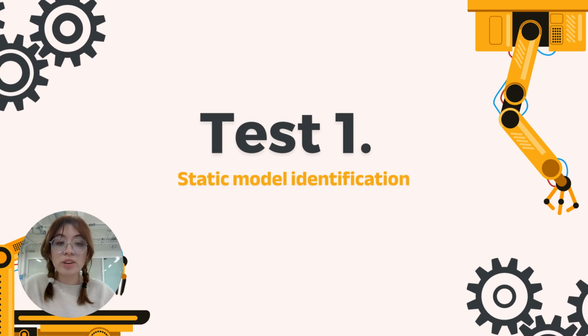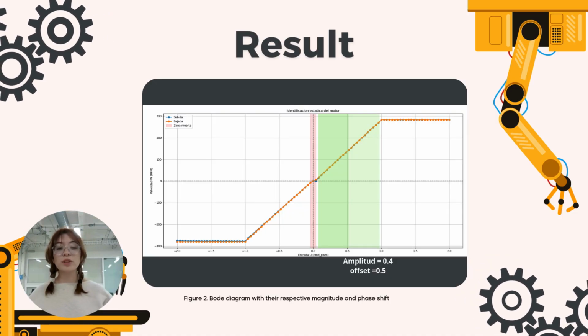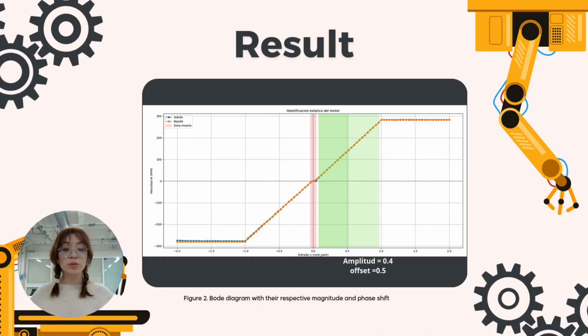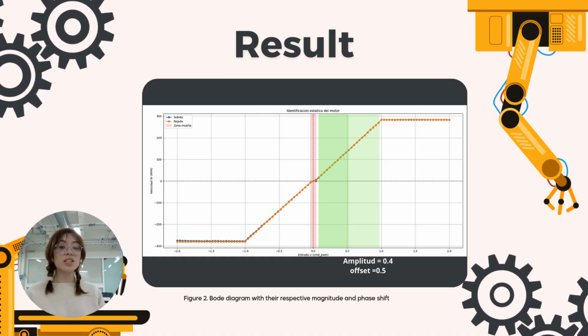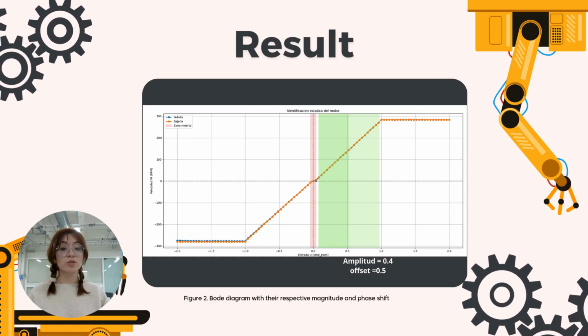To solve the problem, we performed 5 main experiments. The first one was static model identification. The purpose is to study the relationship between the input and output once the system has reached a steady state. We applied 100 operating points covering a command interval from -2 to 2 with increments of 0.04. For each input value, we averaged 50 measurements after the motor reached steady state.